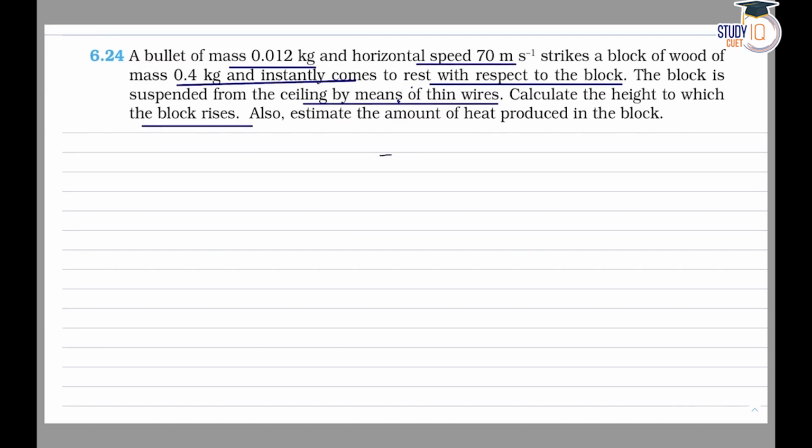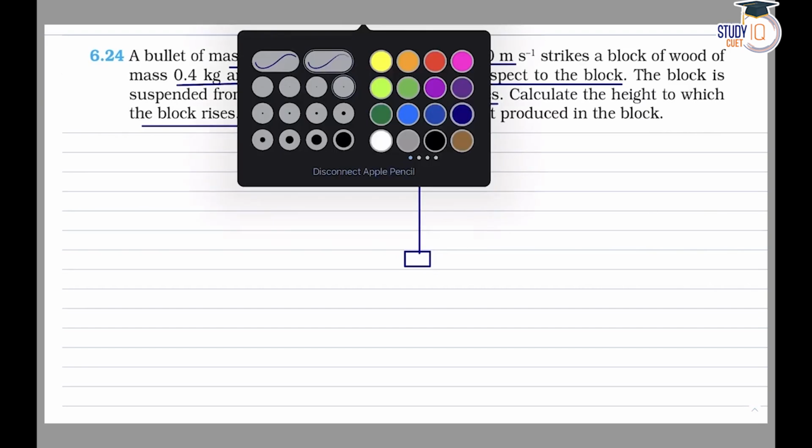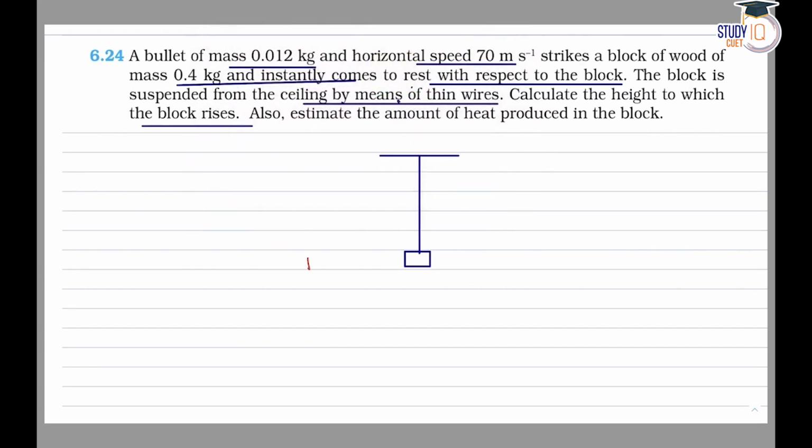So when we look at the schematic, we can say that a block is suspended by a string and the bullet, which is moving horizontally, strikes the block and gets embedded into it. Initially, the speed of the bullet is 70 meter per second, and after the collision, the bullet gets embedded into the block. The mass of the bullet is given as mb, which is equal to 0.012 kg, and the mass of the block is 0.4 kg. So this is the situation just before collision.